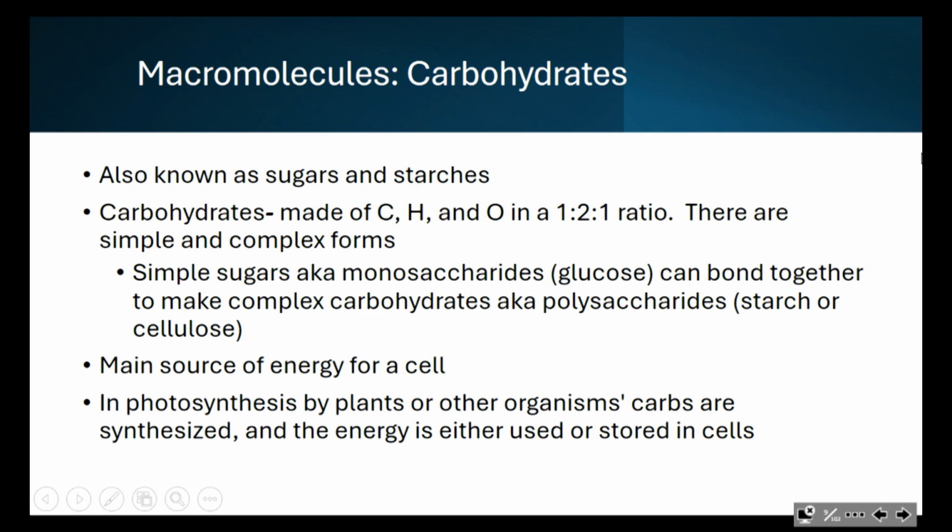And a couple of examples of this are starches. What are starches? Those are breads, pastas, and potatoes are all examples of starches. Or cellulose, which is really important for plant cells. It makes up the cell wall.